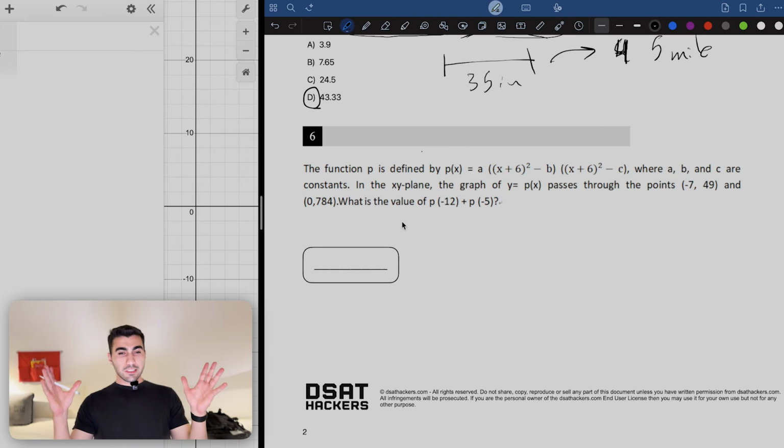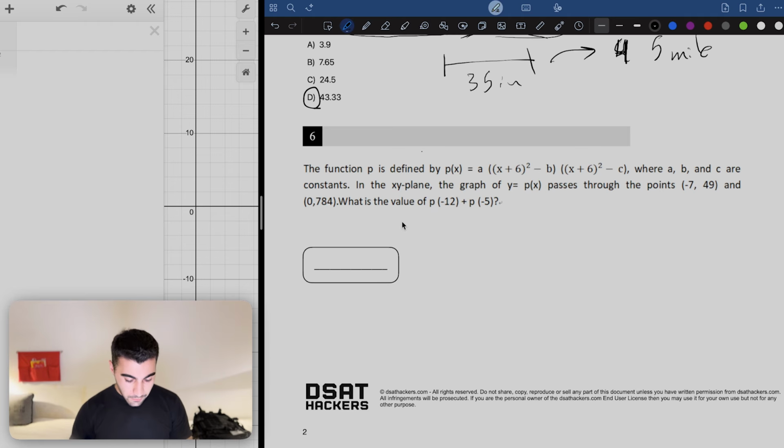All right, question number 6 is a question that you see in the second module hard section. This question is asking us: the function p is defined by this, where a, b, c are constants. In the xy-plane, the graph of y equals p(x) passes through the point negative 7, 49 and this point. What is the value of p of negative 12 plus p of negative 5? This is what the question is asking us. Make sure you pause the video and try to solve this question yourself. It's very important that you download the PDF and do the questions yourself. That's how you learn it. So let's do the question together now.